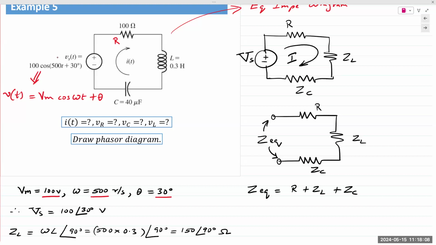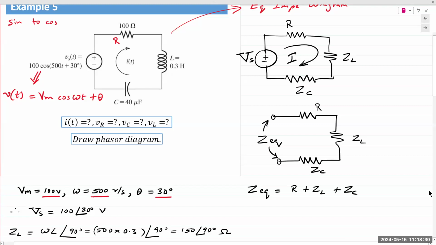If your source is not in cosine, if it's in sine, you convert sine to cosine. Remember, you want to write the phasor, you want to perform a phasor transform, so you convert the sine to cosine. So always make sure you do that.